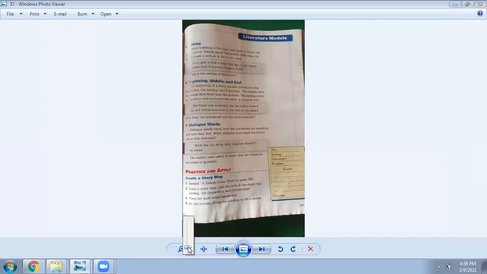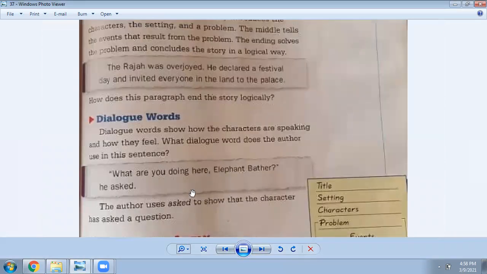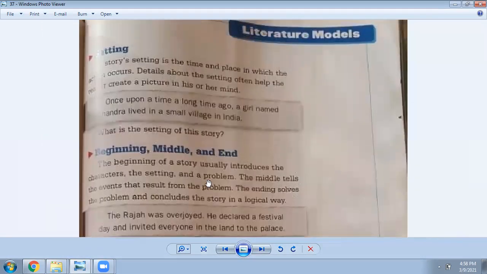The setting of our story. The time and the place when the story happens is the setting. And it helps us to picture the place in our mind when we have a good descriptive detail. It says a long time ago, so we're going to think about the past. A girl named Chandra lived in a small village in India. So our story takes place a long time ago in a small village in India. This helps us to imagine what the place looks like.